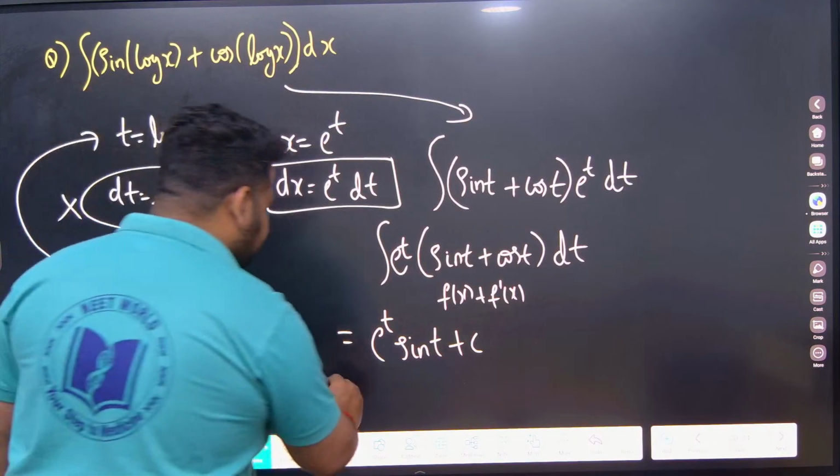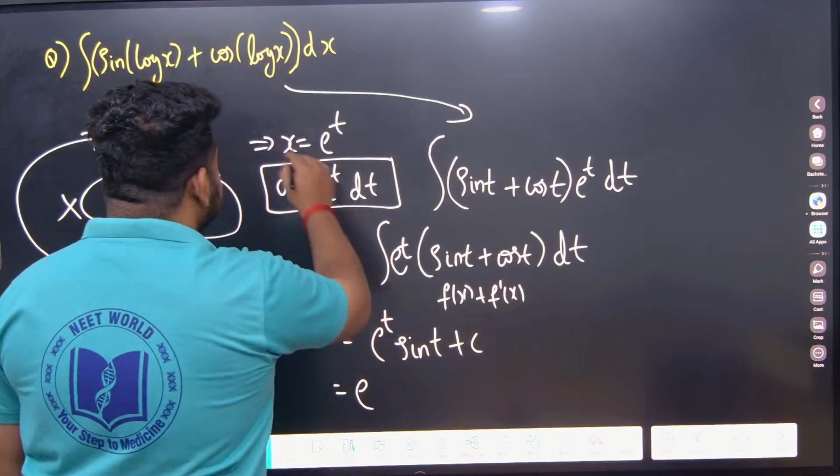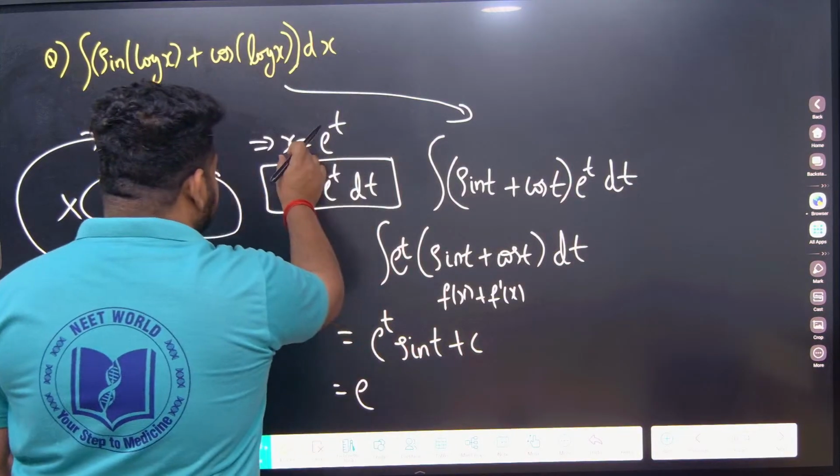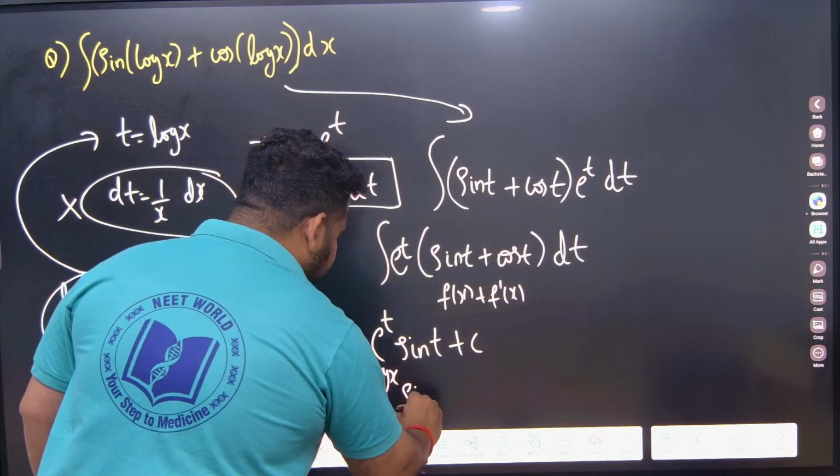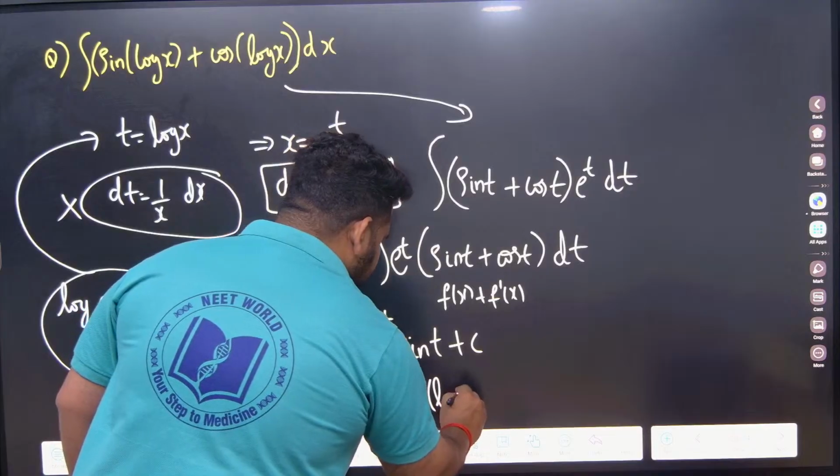So t is nothing but log x. E power t is equal to x, and t is equal to log x. This into sin t is what? Sin log x. Sin log x plus c.